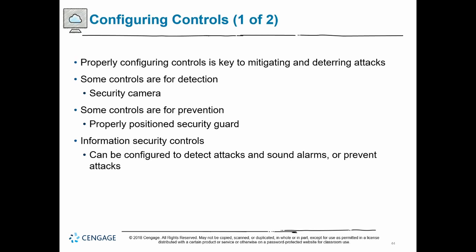So properly configuring controls is key to mitigating and deterring attacks. Some controls for detection include security cameras. Some preventions are properly positioned security guards, and information security controls can be configured to detect attacks and sound alarms or prevent attacks. Mostly, to be honest, they're emails being sent.